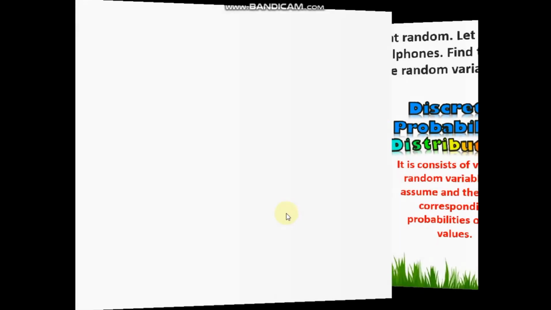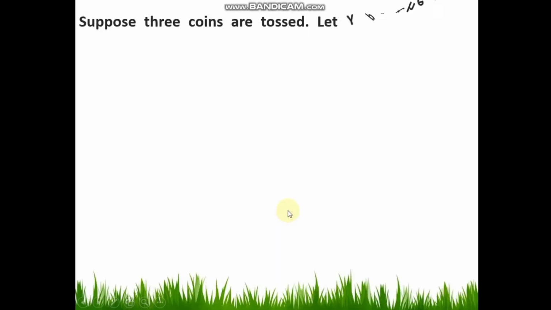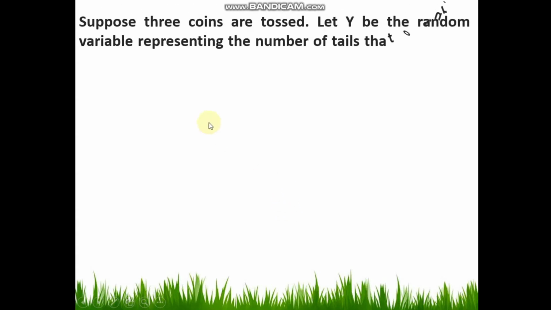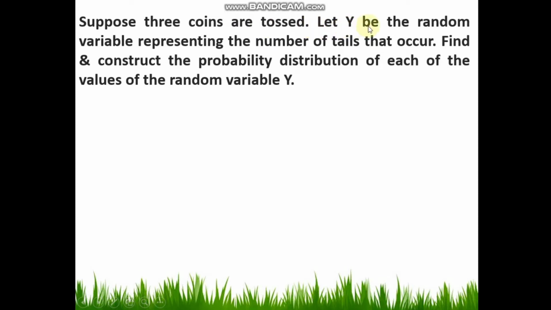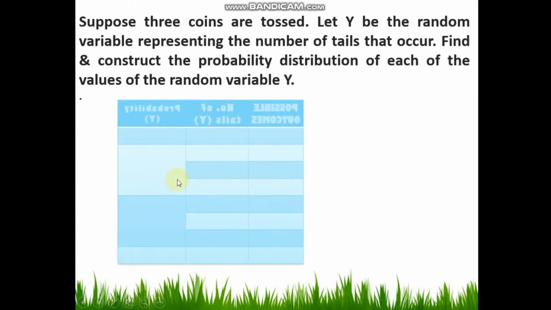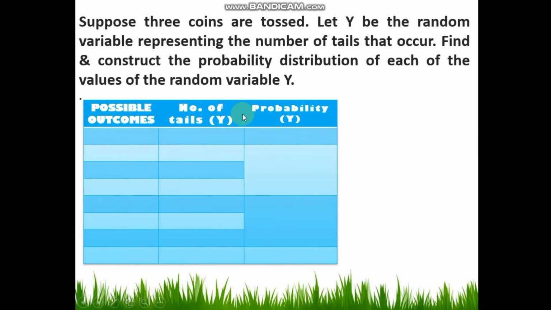Next, we have here the second example. Suppose 3 coins are tossed. Let y be the random variable representing the number of tails that occur. Find and construct the probability distribution of each of the values of random variable y. So again, what are the possible outcomes? The possible outcomes is 2, which is head or tail, raised to 3, that is the number of coins. So we have 8 possible outcomes.